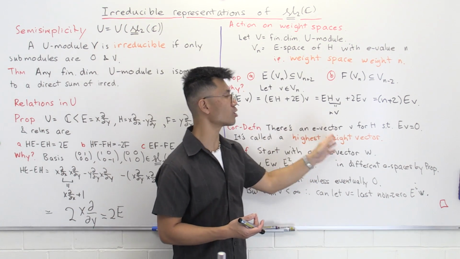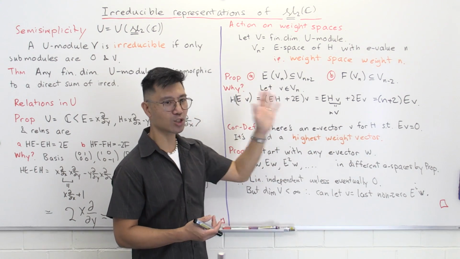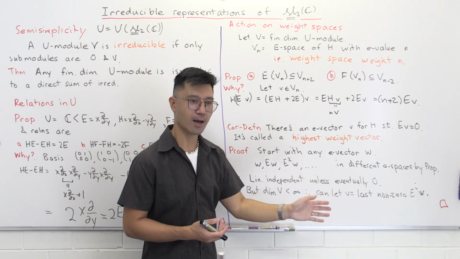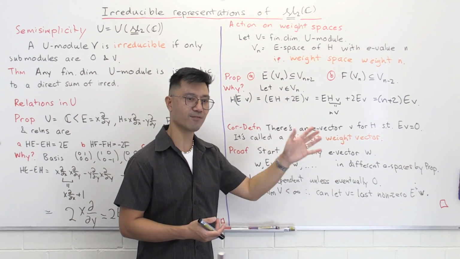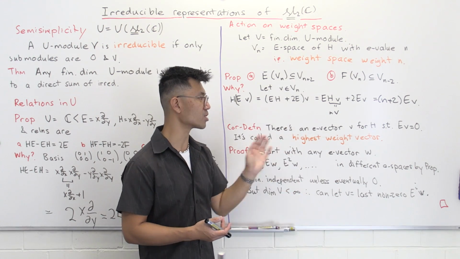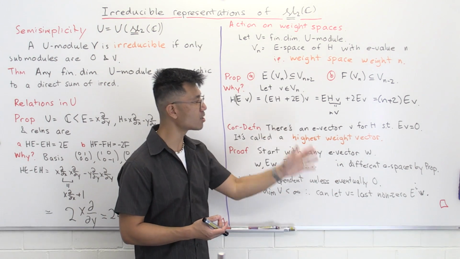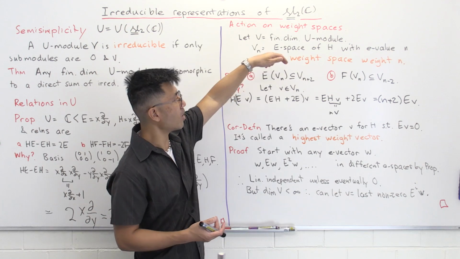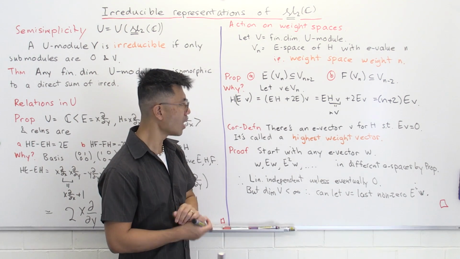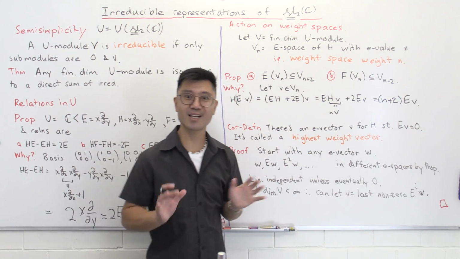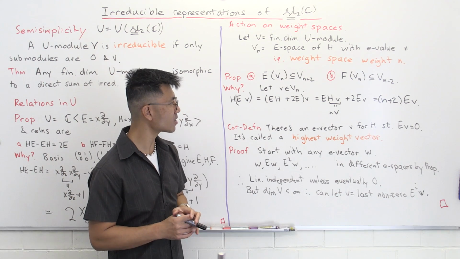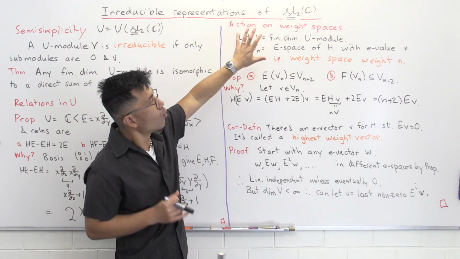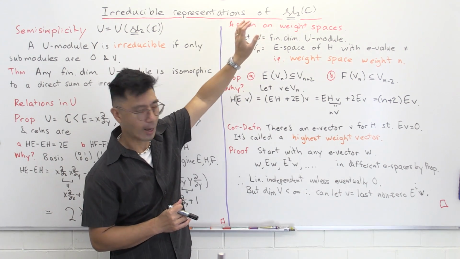So that's why it's called the highest weight vector, because by applying E to it, you can't get an eigenvector with a bigger eigenvalue, because it's gone to 0. If it weren't 0, then it would have an eigenvalue which is 2 bigger. So let's prove this. It's quite easy to prove actually, and it gives us a powerful way to understand irreducible U modules.